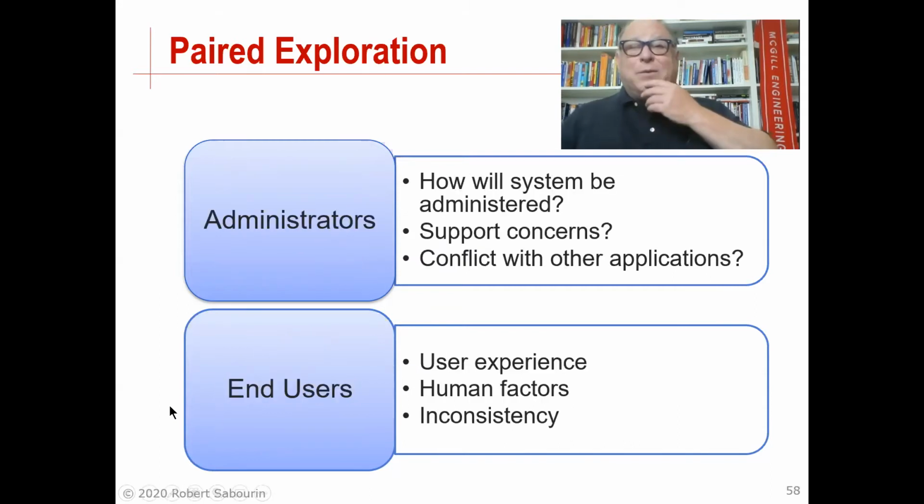Sometimes it makes sense to pair with administrators, because you're interested in installation and configuration of a system and conflicts with other applications on the network at the same time. Sometimes it makes sense to pair with end users. End users have a good sense of what the job is that has to be done. They might not always be domain experts, but they're people who have to use the system. They'll also be able to help you with human factors issues and pointing out things that are inconsistent. This drives users nuts if something is inconsistent.